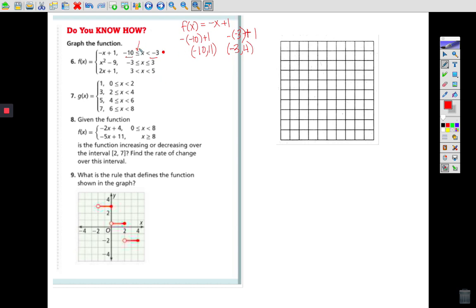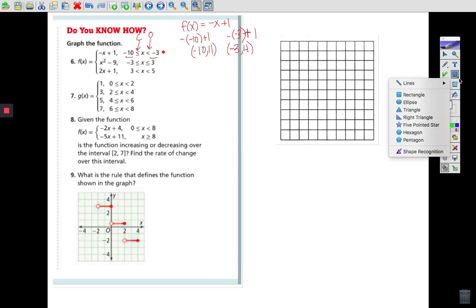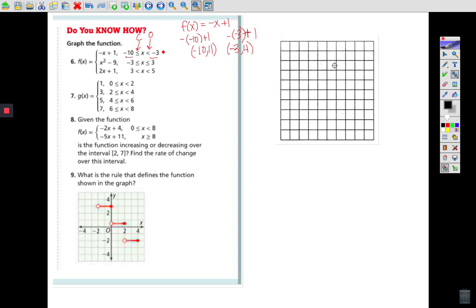At negative 10, should I have a closed circle or open? Closed. What about at negative 3? Open. So if I just do normal size graphs here, let's see what we can figure out. Draw it down the middle. I'll draw this one down the middle.